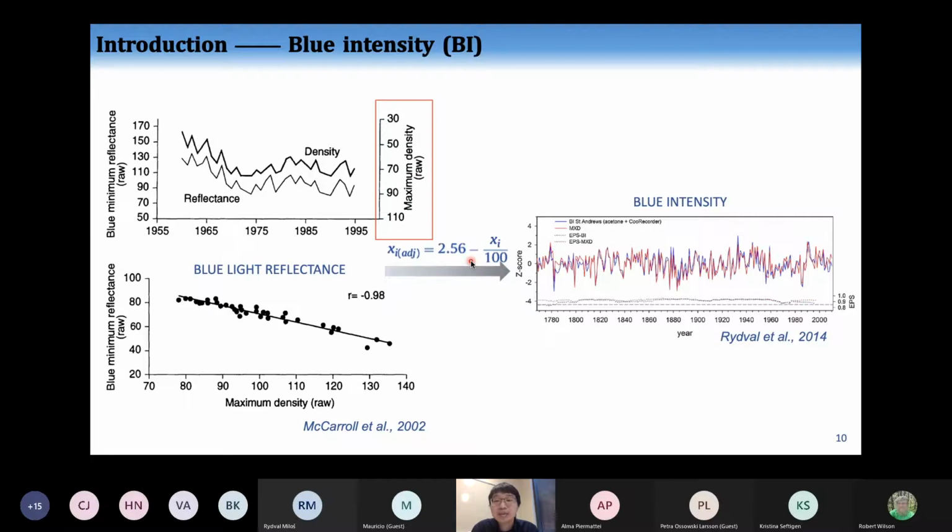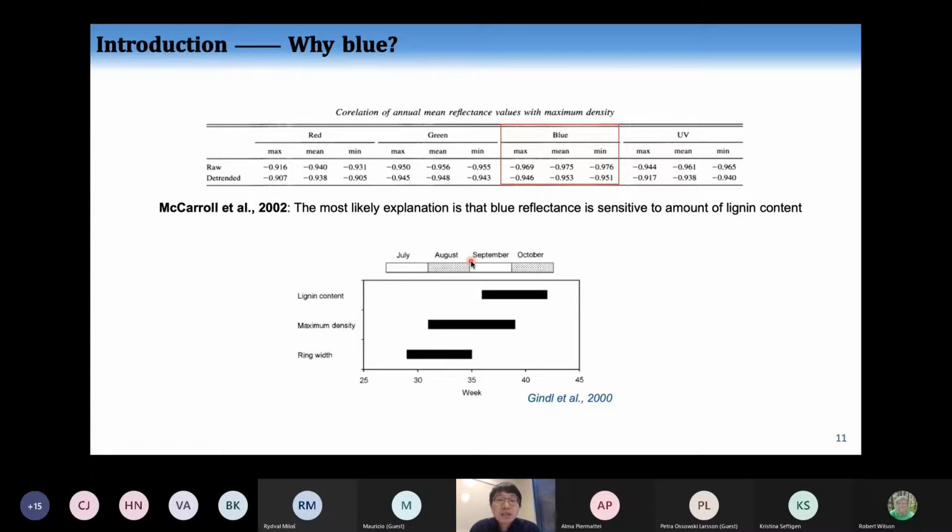In fact, the blue density method is quite promising because a couple of papers have already shown that the latewood blue density is quite similar to X-ray based MXD measurement for a number of tree species such as Scots pine and Norway spruce. One may be quite curious why we only use blue intensity rather than the red and green intensity. This is because the very pioneer study of McCarroll 2002 has shown that the blue intensity data showed the highest correlations with the X-ray density.